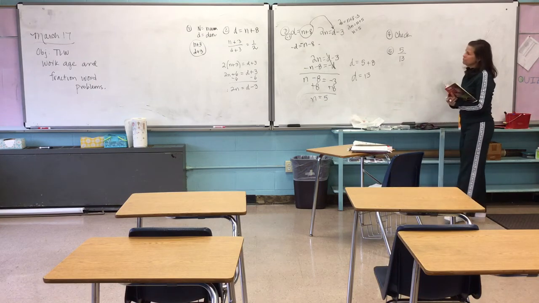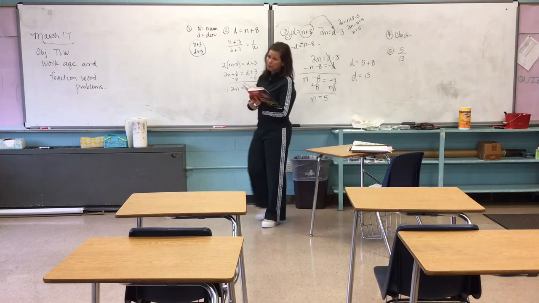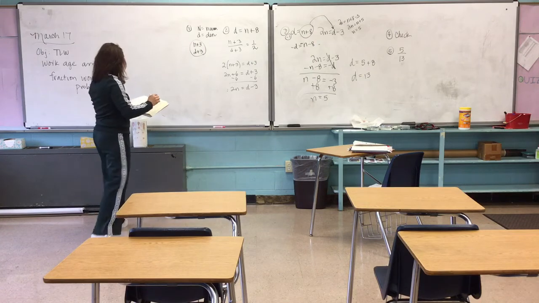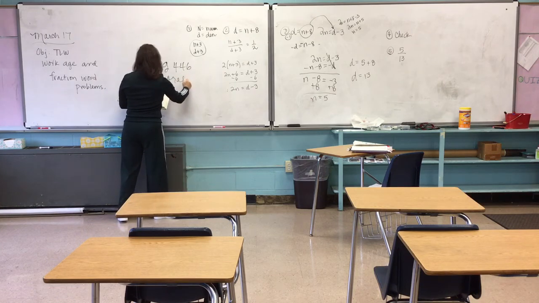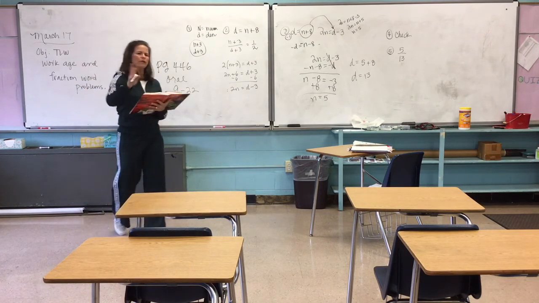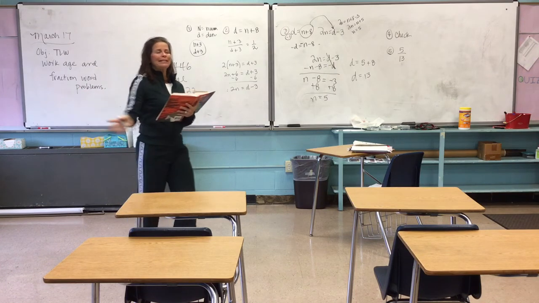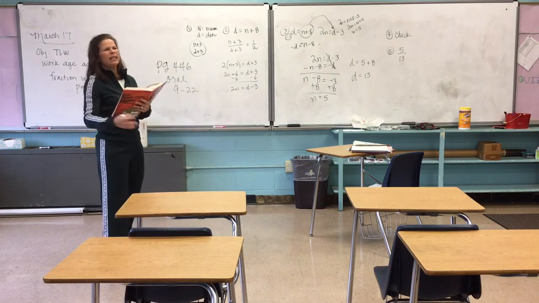Okay. There you have it. Those are your age problems and your fraction problems. So tonight for homework, you're going to work on page 446 in the oral exercises 9 through 22. They're really quick, you just read them. It's almost like that rate and current where it said if the rate is 50 and I'm going down the current, you would put 50 plus C. If I'm going against the current, 50 minus C.